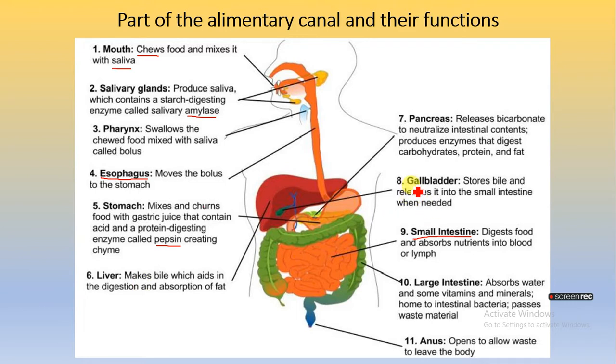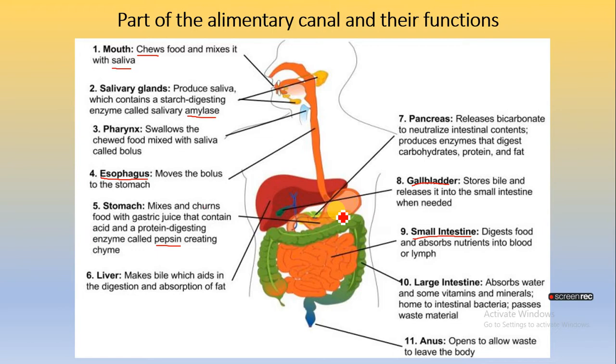The gallbladder's major function is to store bile. So you should know the bile is produced in the liver and stored in the gallbladder. Then you have a pancreas, which releases bicarbonate to neutralize the intestinal content. Remember, the intestinal content is acidic when it leaves the stomach, so it helps to neutralize it, and it also produces enzymes that help in the digestion of carbohydrates, protein, and fat.